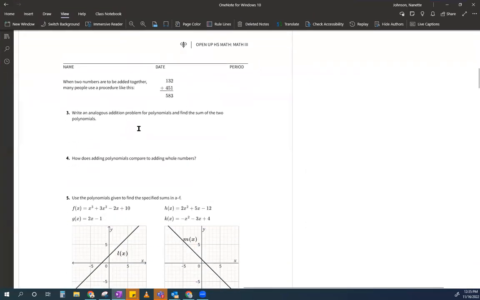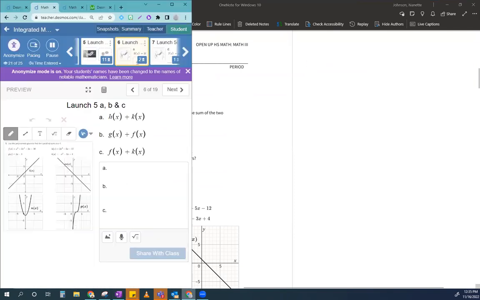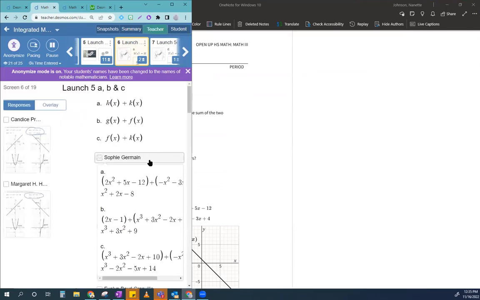So we did this. I guess I'll clip that later and put it here. How does adding polynomials compare to adding whole numbers? You guys should all have a really good response now. Does this make sense? Any questions on this? Actually, I want to look at what you guys wrote there. Let's see, what did you guys say?